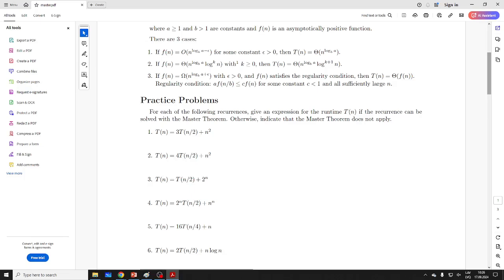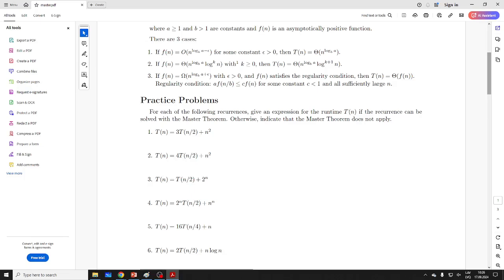K is also 1, because it matches. So basically, we can redraw this as n to the 1, but we add this log. We have one case of log, multiplied by log, where k is 1. Because, remember, log n is basically n log n to the k.